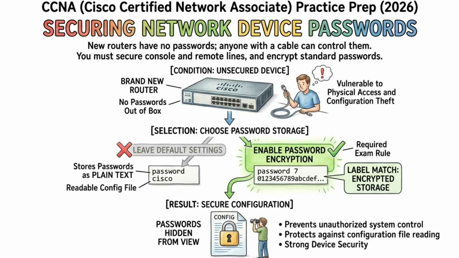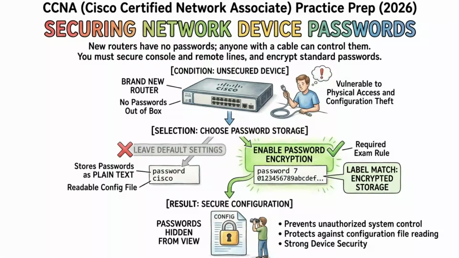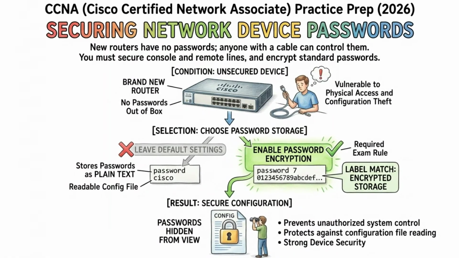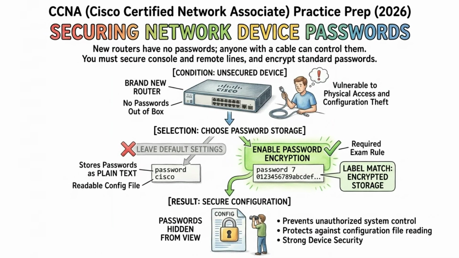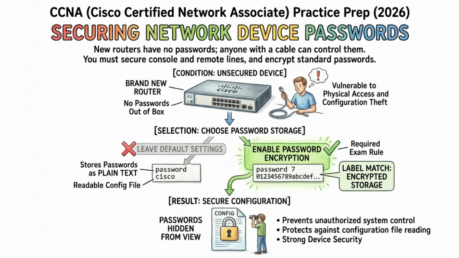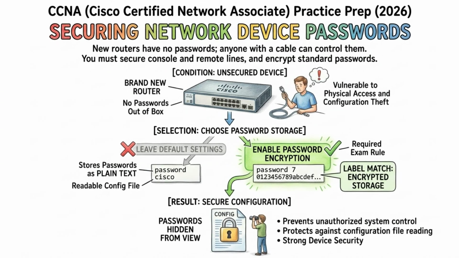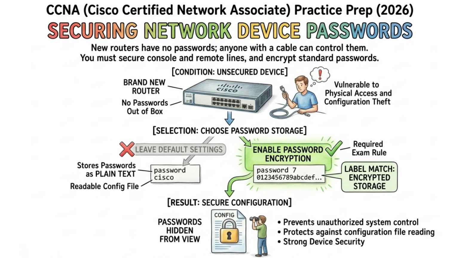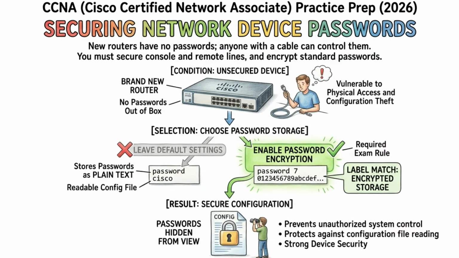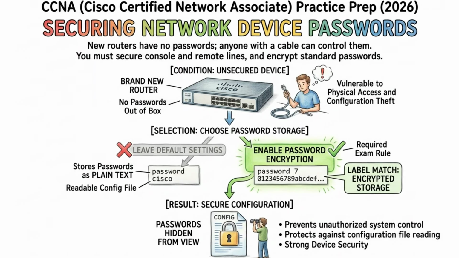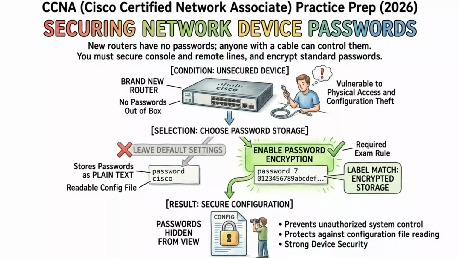The very first step in securing any network device is protecting the administrative command line interface with strong passwords. Out of the box, a brand new router has no passwords at all, meaning anyone with a physical console cable could completely erase the configuration. You must immediately configure secure passwords for both the console port and the remote access lines to prevent unauthorized users from gaining system control. Always remember the exam rule that standard passwords are automatically stored as highly readable plain text, so you must specifically enable password encryption to hide them in the configuration file.